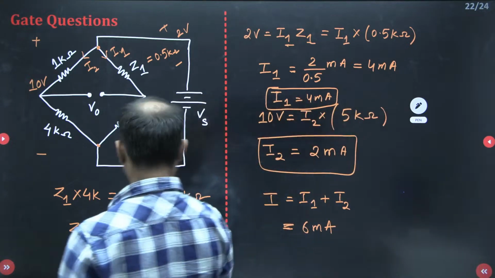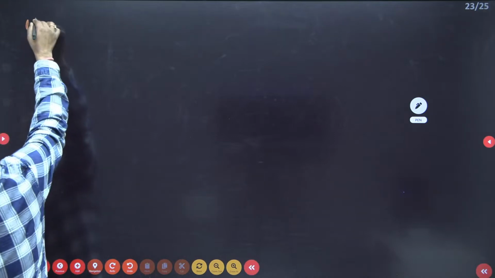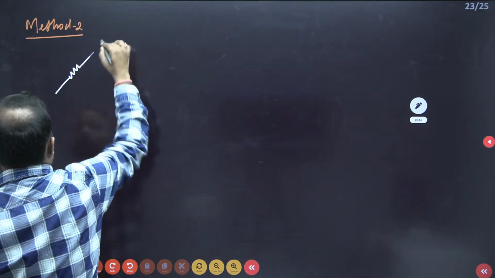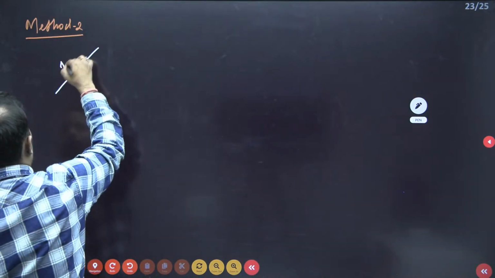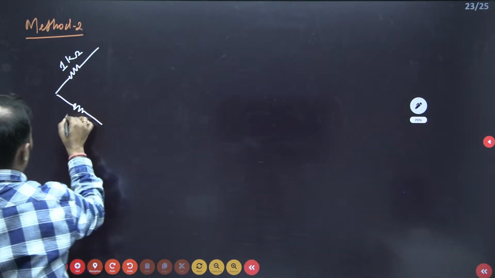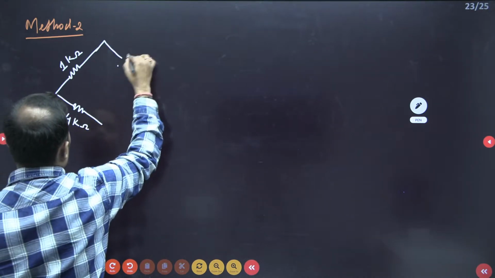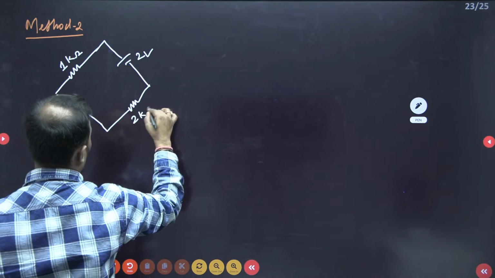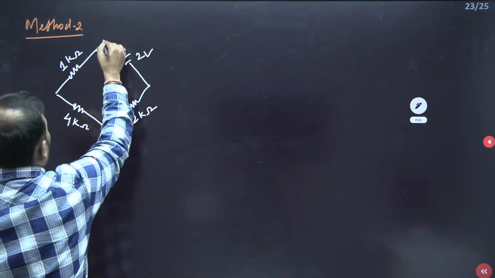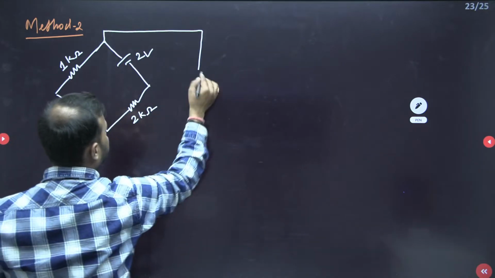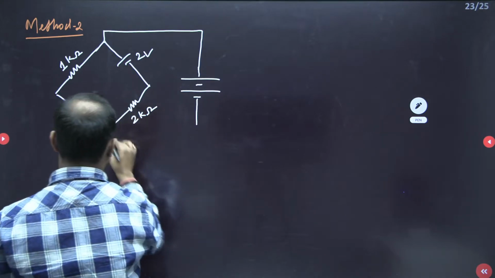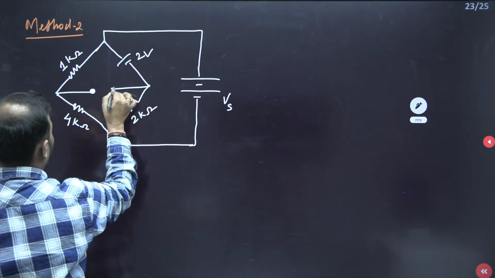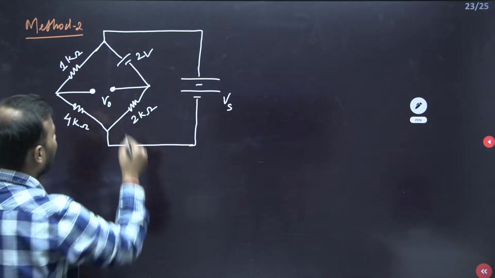So there is one more method, which is known as method 2. So let me draw the diagram first, just a second. This was 1 kilo ohm, 4 kilo ohm. This was the voltage 2 volt. This is 2 kilo ohm. This is Vs and this is V naught. And the bridge is balanced. It is given in the question.